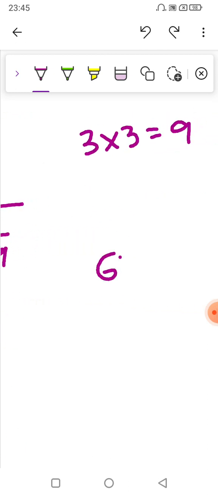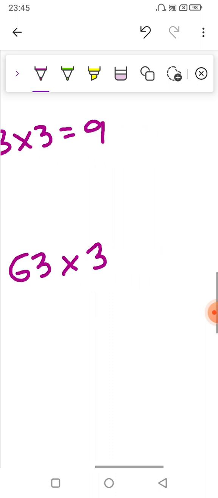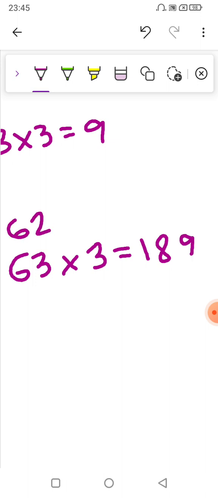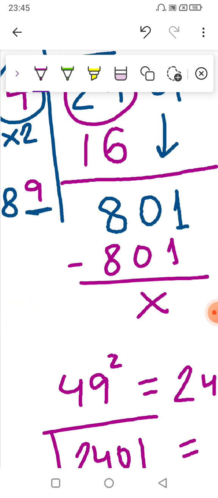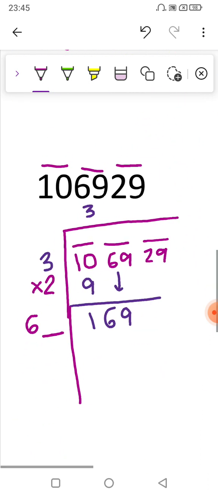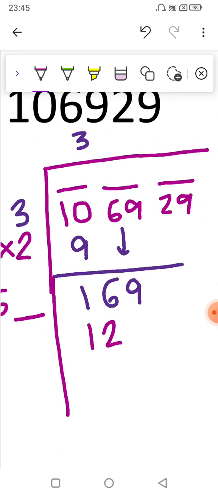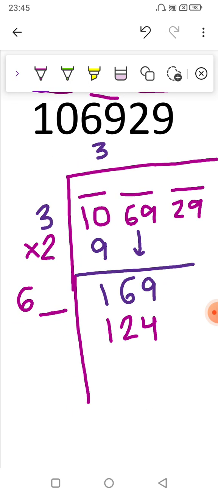So 69, so let's start with 63 into 1 will be 63, so 63 into 3. Let's start with that. 63 into 3, we get 189, which is more than 169. So we will take 62 into 2. We will get, after multiplying, 124. So naturally 124, that's the number I'm going to take. So let's write it down over here. 124. And this space, it will be 2.